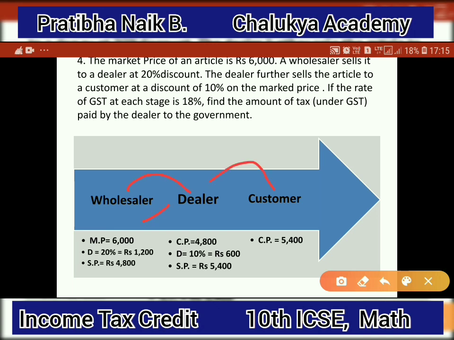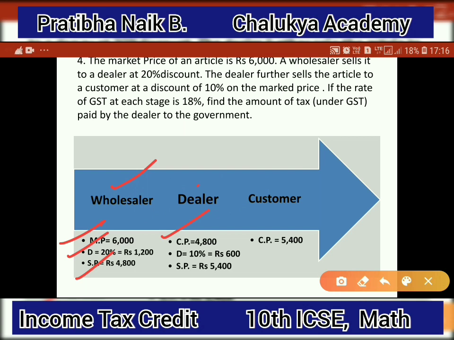Okay, so now here again we have two transactions. One transaction is between wholesaler and dealer, and the second transaction is between dealer and customer. Okay, so first concentrate on wholesaler. The market price of the article for the wholesaler is 6,000. He is giving 20% discount on his market price, that is 1,200. So his selling price will be 4,800. Okay, so the selling price of the wholesaler will be the cost price of the dealer, that is 4,800.